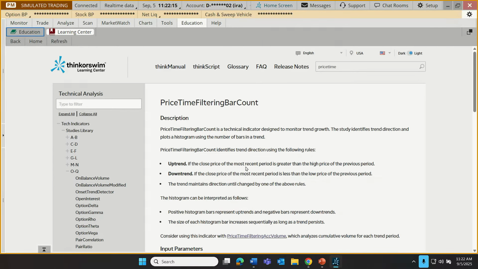If the closing price of the most recent week is greater than the high price of the previous week, that's an uptrend. And then if the next week closes higher than the high of the previous week, the uptrend continues, right? Now, when I first learned about this indicator, I thought, oh, okay, this actually reminds me of a trading system I learned decades ago.